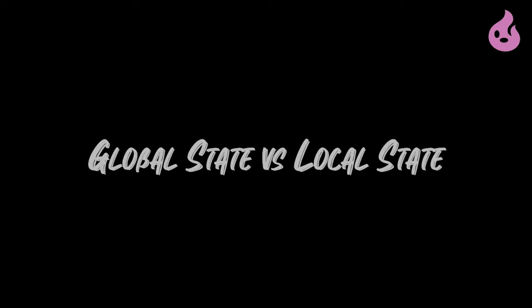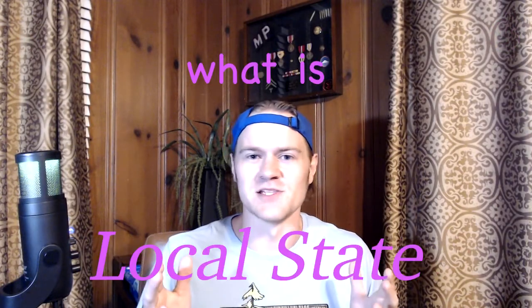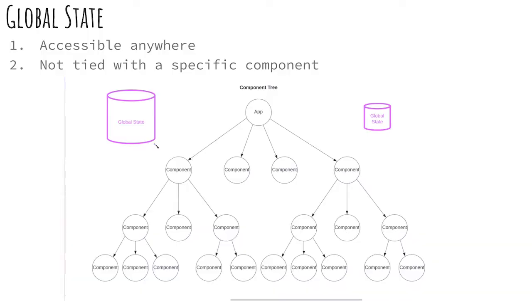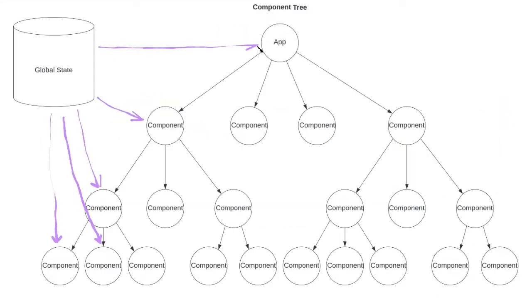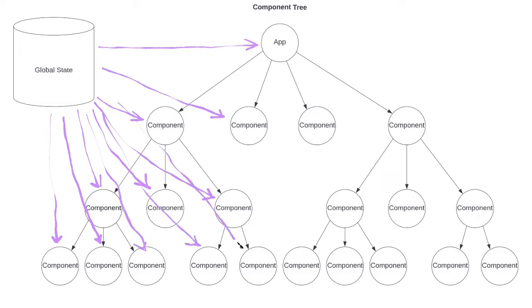So the first thing we got to talk about with global state versus local state is what is global state, what is local state. It doesn't matter which one you think is better if you don't know which one is which, right? So global state is accessible anywhere in the component tree. In fact, global state isn't really even tied to a specific component. That's a really important fact about global state is that it gets initialized when your app starts up and it doesn't get thrown away until your app closes down, right? It's not tied to the life cycle of any specific component, and every component can access any global state. That's what makes it global.